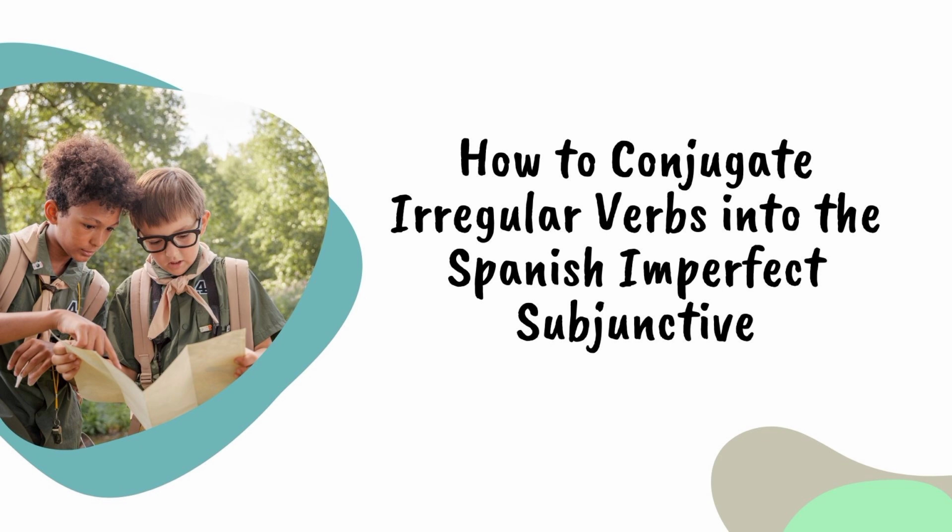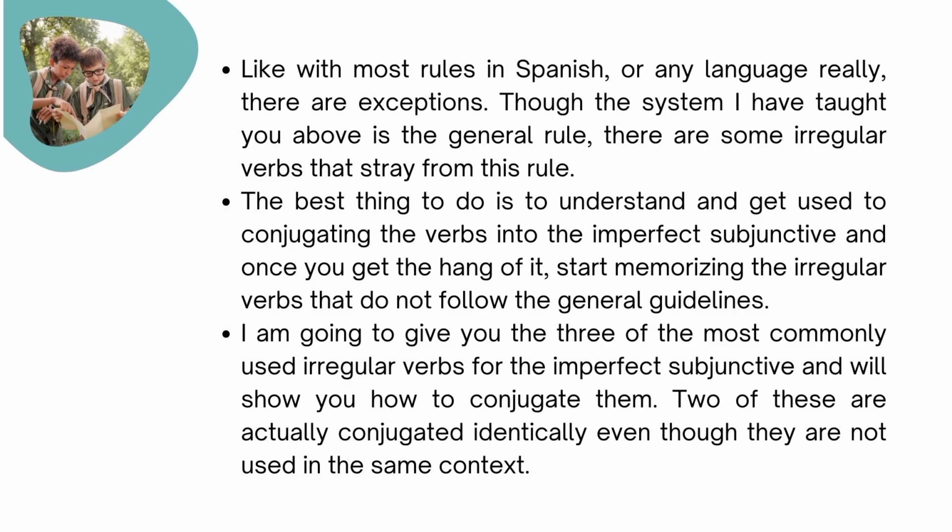Now, how to conjugate irregular verbs into the Spanish imperfect subjunctive. Like with most rules in Spanish or any language, really, there are exceptions. Though the system I have taught you above is a general rule, there are some irregular verbs that stray from this rule. The best thing to do is to understand and get used to conjugating the verb into the imperfect subjunctive. And once you get the hang of it, start memorizing the irregular verbs that do not follow the general guidelines.